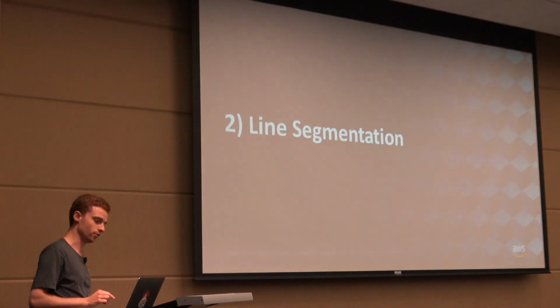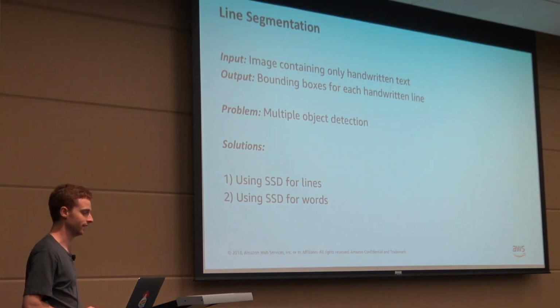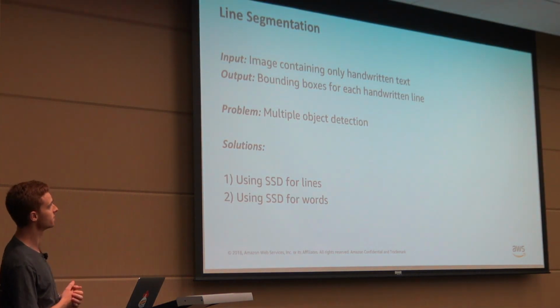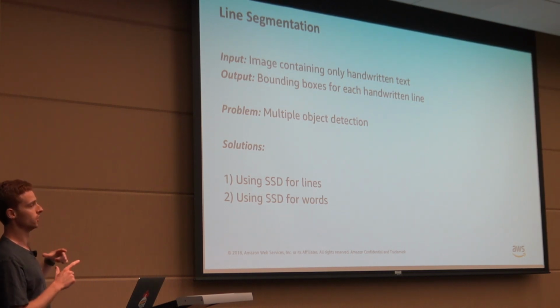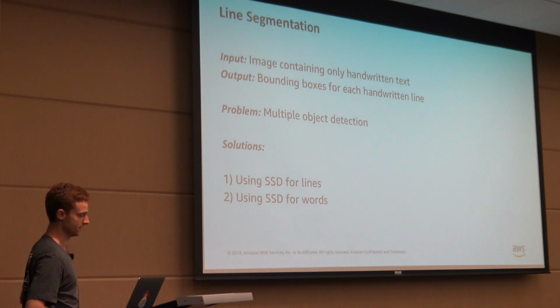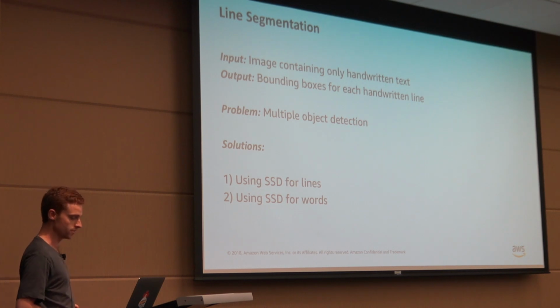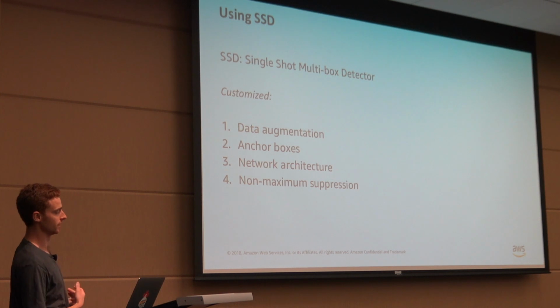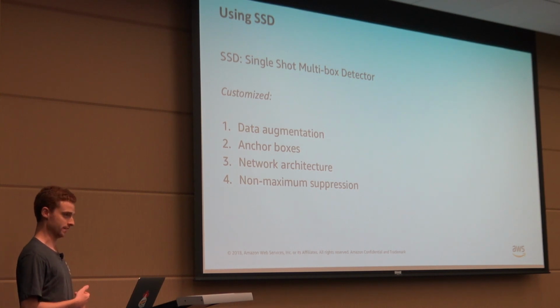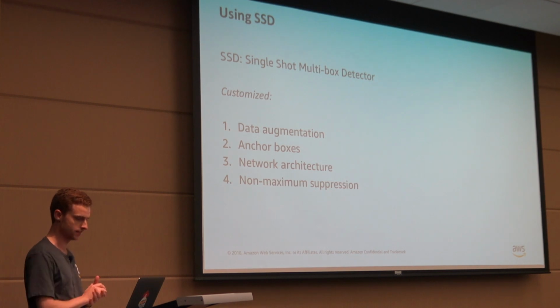So we're moving on now to the line segmentation. Once we've identified the area of the handwritten text, we're going to predict the bounding boxes for each line we can identify. So this problem has multiple objects to detect. We use slightly more advanced methods to do it. So Jonathan opted for using SSD, which is Single Shot Multibox Detector, for object detection. I'll show you the architecture for that.